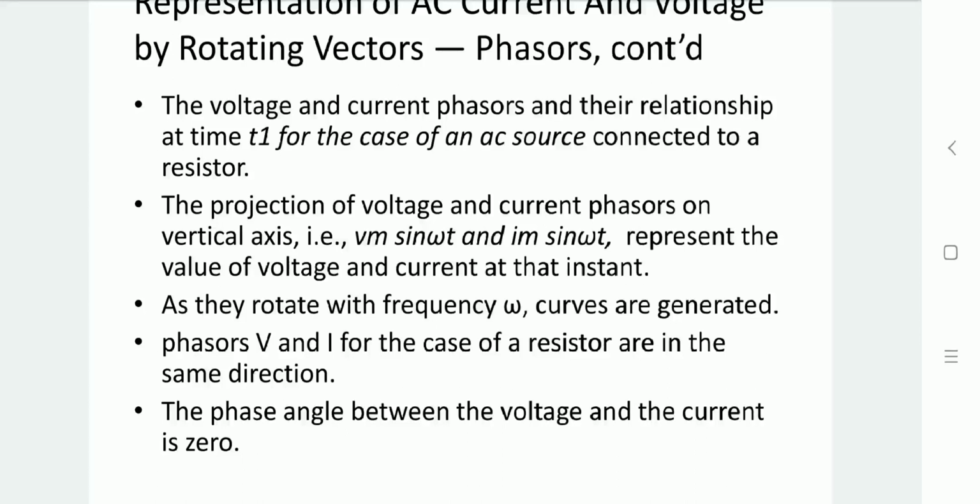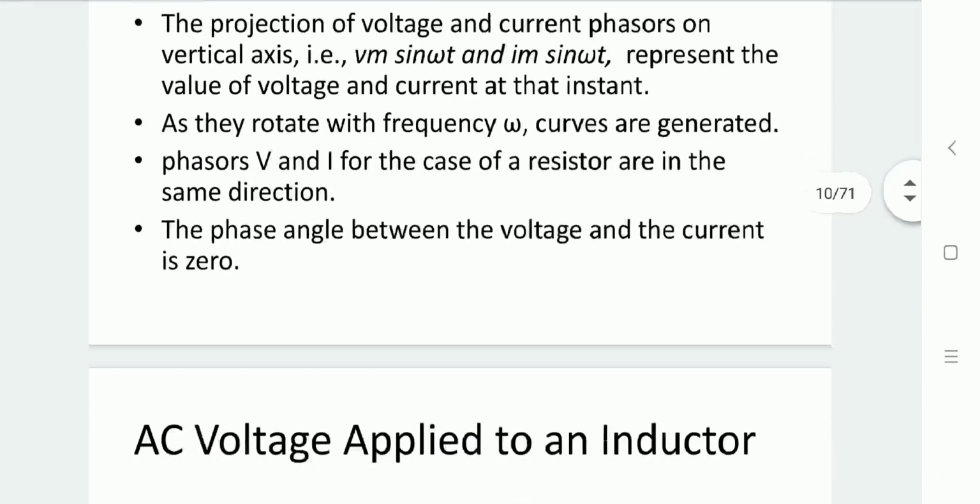And the projection we have already defined from the diagram onto the phasor diagram. And those phasors are rotated with the angular frequency omega. So V and I for the case of the resistor are in the same direction, as the phase angle is 0 between the voltage and current for the resistor.